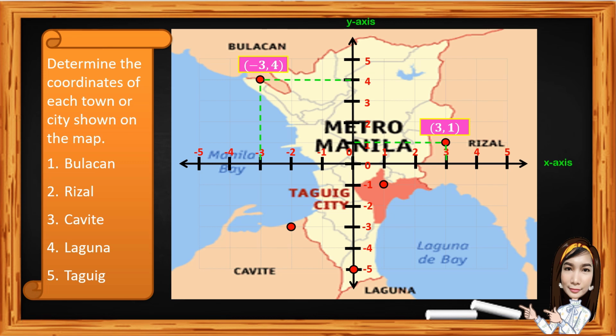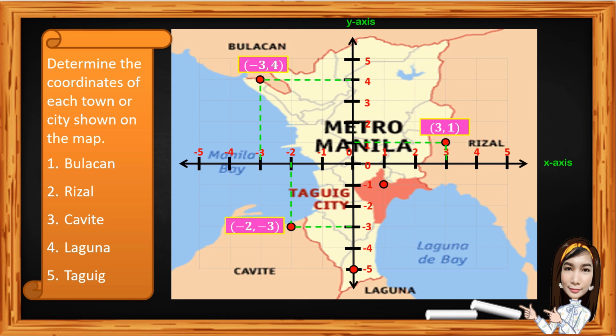Next is the town of Cavite. A vertical line is passing through the point and aligned to negative 2 on the x-axis, and a horizontal line is passing through the point and aligned to negative 3 on the y-axis. The coordinates of Cavite is negative 2, negative 3, and that is located on quadrant 3.